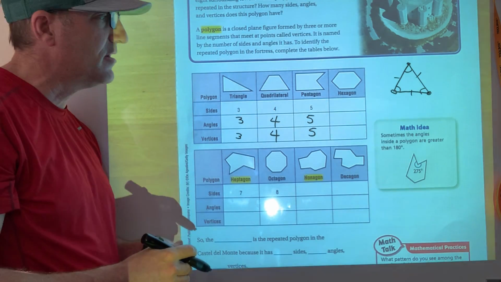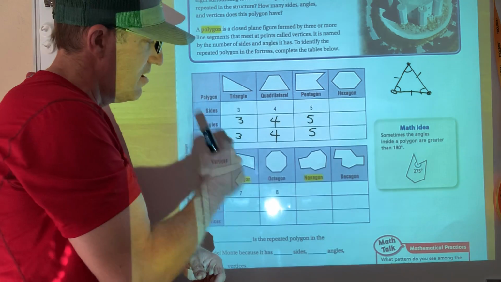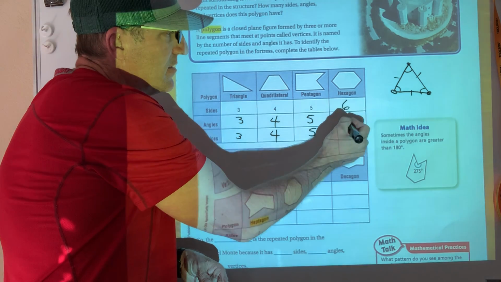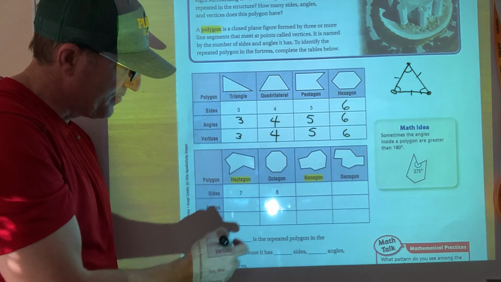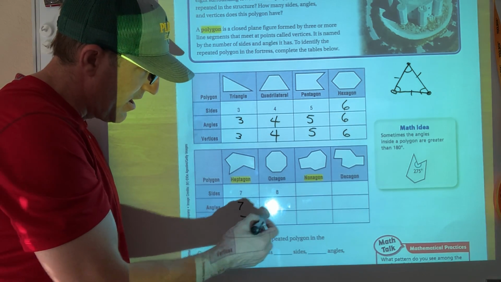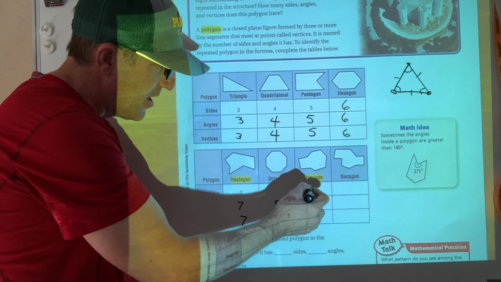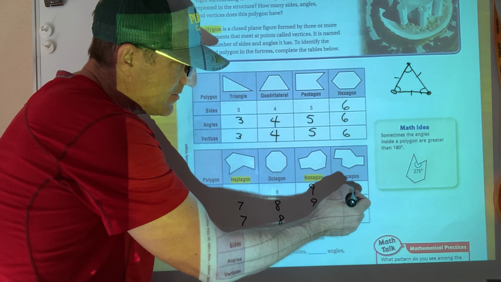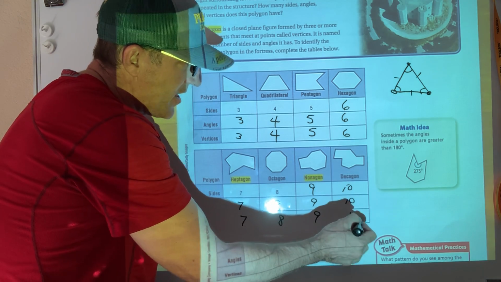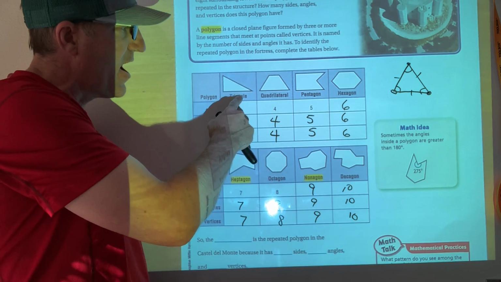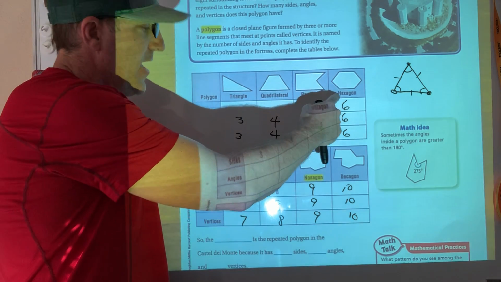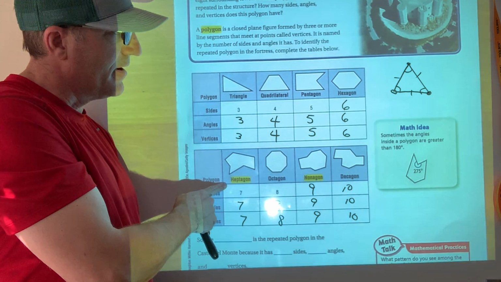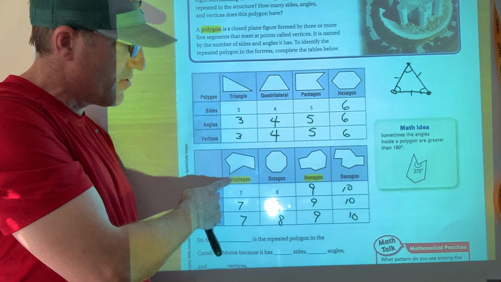Not all polygons are going to look the same. I've got a hexagon. I wonder what the pattern is. 1, 2, 3, 4, 5, 6. 6 angles, 6 vertices. Heptagon, 7s, right? Octagons are 8. Nonagons are 9. Decagons are 10. Some of the ones that are probably new to you: you've probably heard triangle, quadrilateral, pentagon, hexagon. Heptagon, maybe not so much. So that's one you're probably going to want to try to remember.